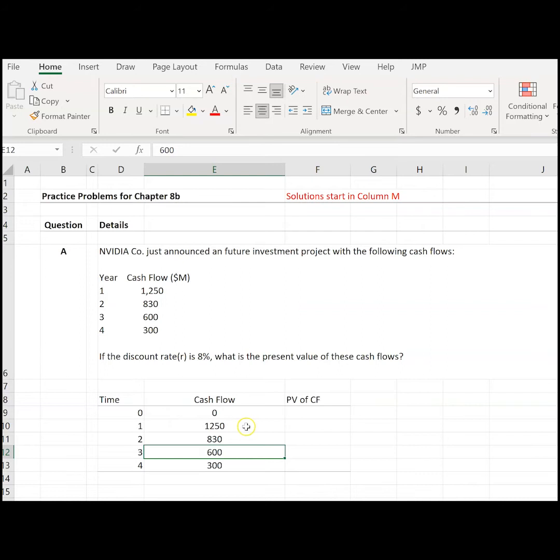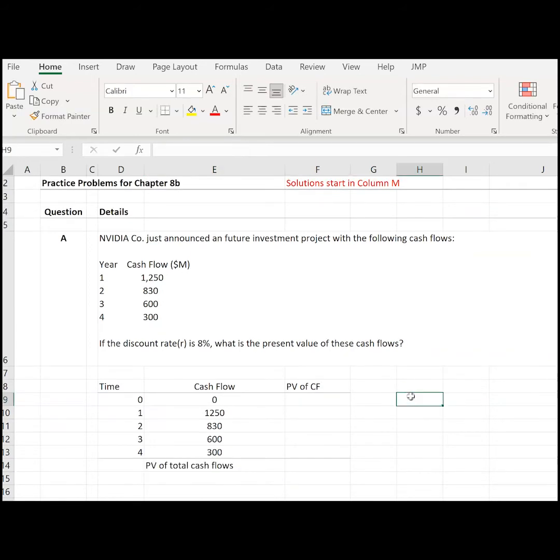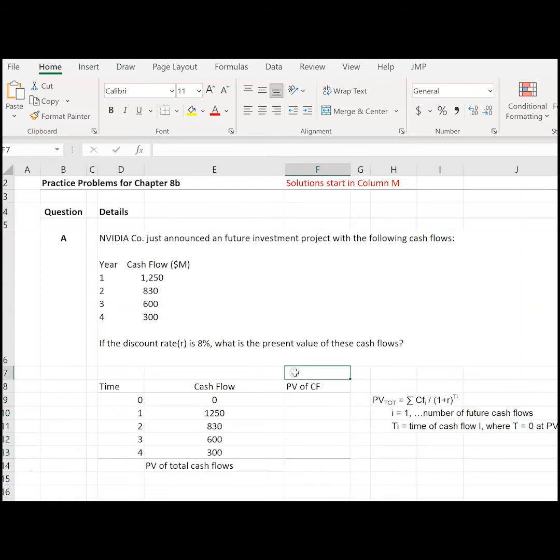I'm going to put all of these values at time equal to 0 over here. And then what we're going to end up doing is summing all of those up at the bottom. So this is going to be the present value of total cash flows. I might just go ahead and put the equation that we're working with right over here. I'll go ahead and put R in this cell up here, that way it'll be easy to include within our cash flow calculations. All right, and the present value of 0 is 0.